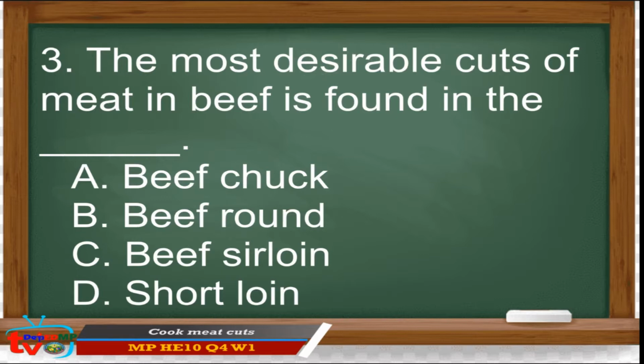3. The most desirable cuts of meat in beef is found in the blanc. A. Beef chuck. B. Beef round. C. Beef sirloin. D. Short loin. And the answer is D. Short loin.